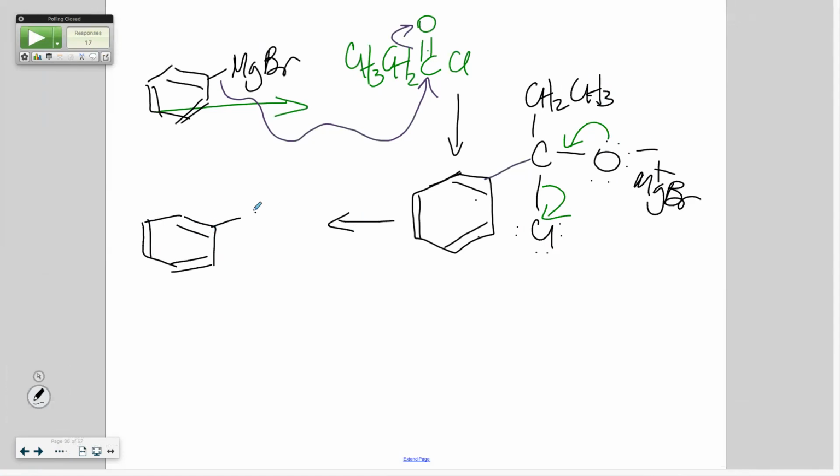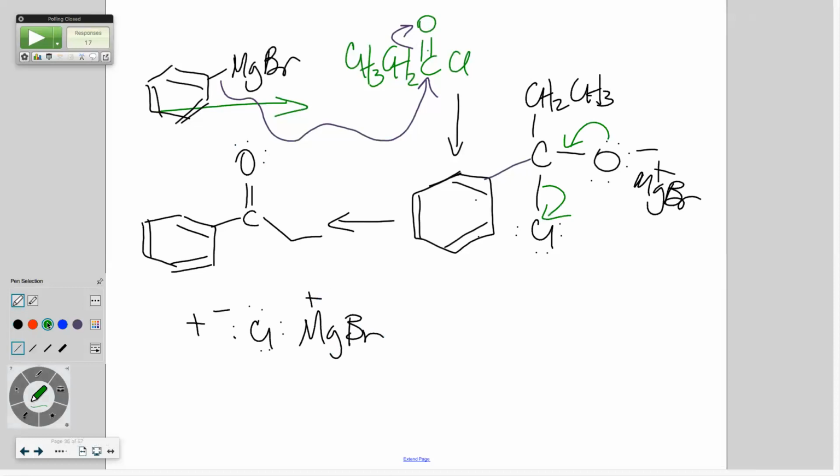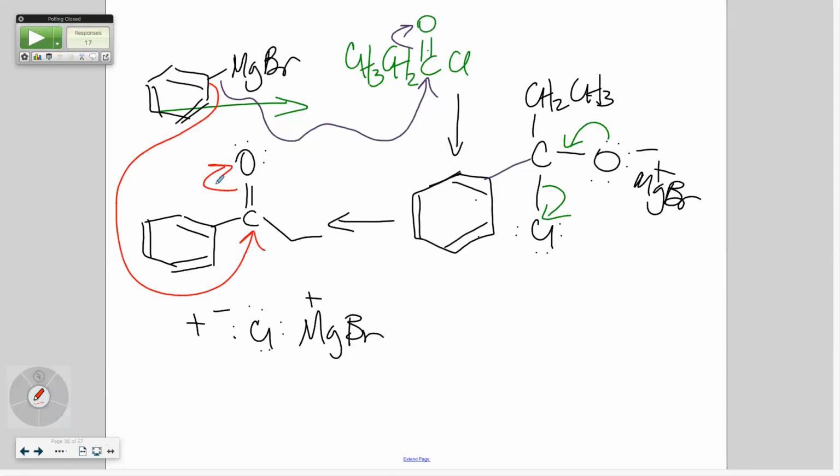We're going to have, no, but it does have a counter ion. Okay. Now what happens? It does it again because we made a ketone.